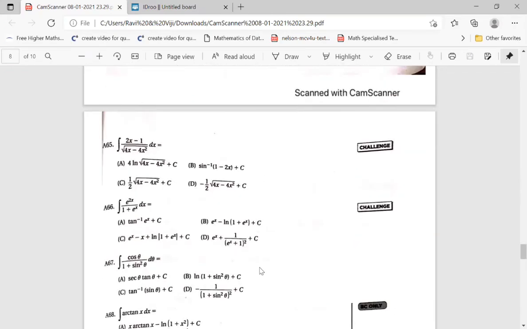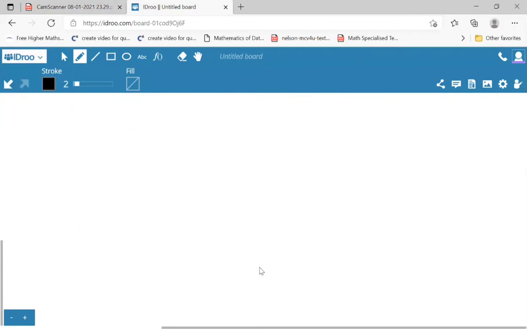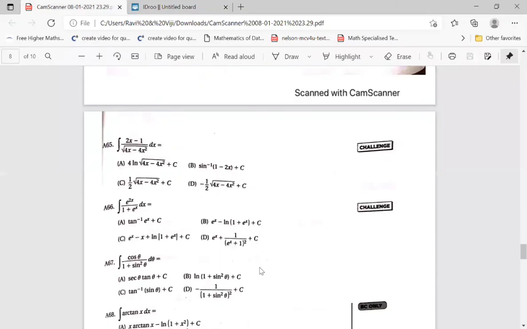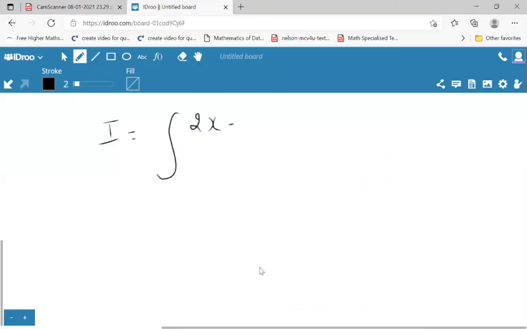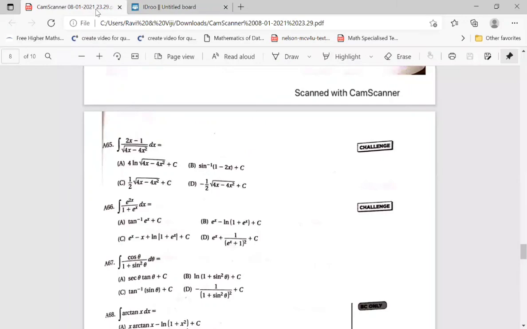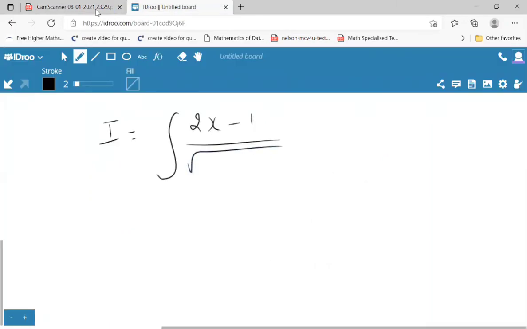Coming to the 65th one, integration of 2x minus 1 by root of 4x minus 4x squared dx. Let's quickly solve this. Here, integration of 2x minus 1 by root of 4x minus 4x squared dx.